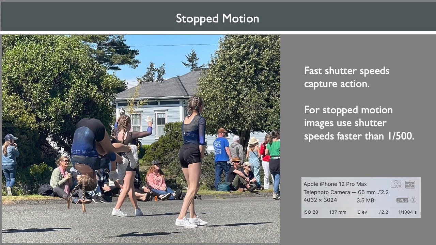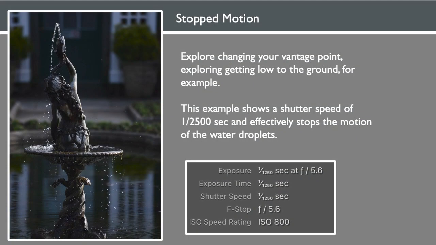Shutter speed is recorded in seconds and fractions thereof, and is the amount of time that light can reach the sensor. The shutter speed on this photo was 1/1004th of a second. With smartphone cameras, you can get a fast shutter speed when there's lots of sunlight and action. Explore changing your vantage point, for example getting low to the ground. This example shows a shutter speed of 1/2500th of a second and effectively stops the motion of water droplets.